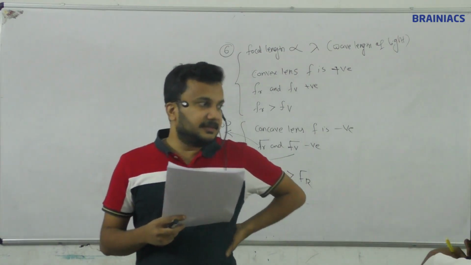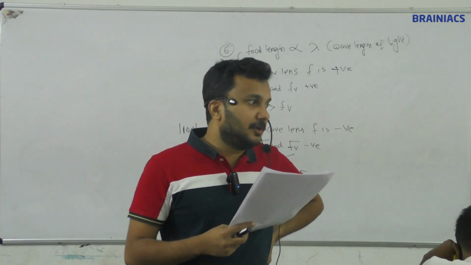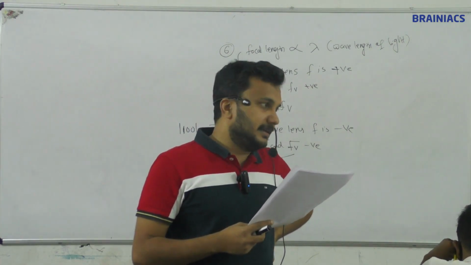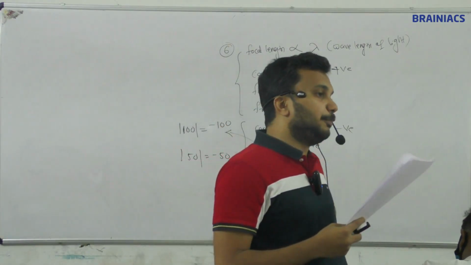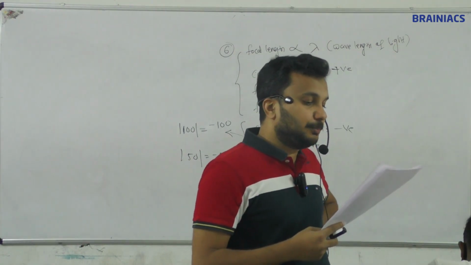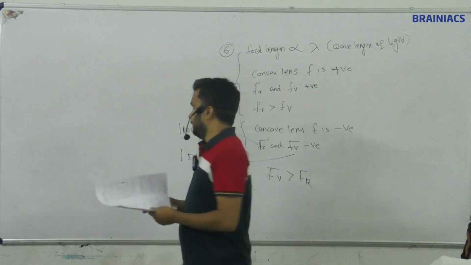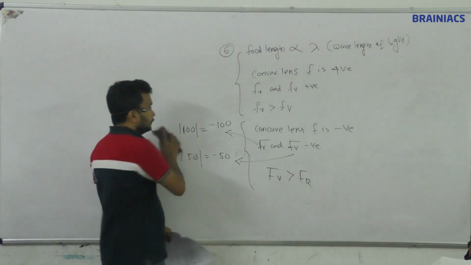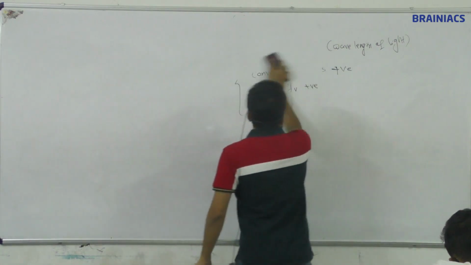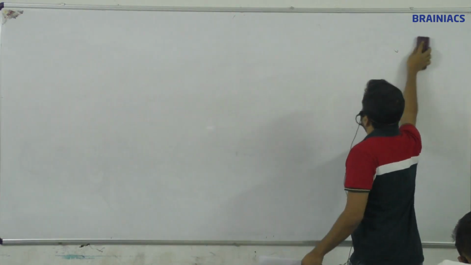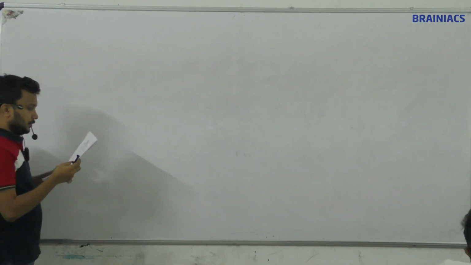A rod of length 10 centimeter lies along the principal axis of a concave mirror of focal length 10 centimeter in such a way that its end closer to the pole is 20 centimeter away from the mirror. The length of the image will be. How to do this one?